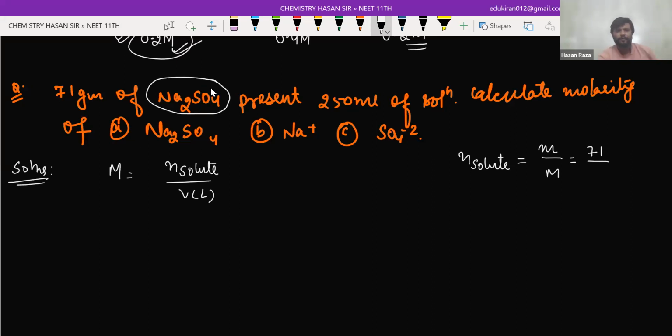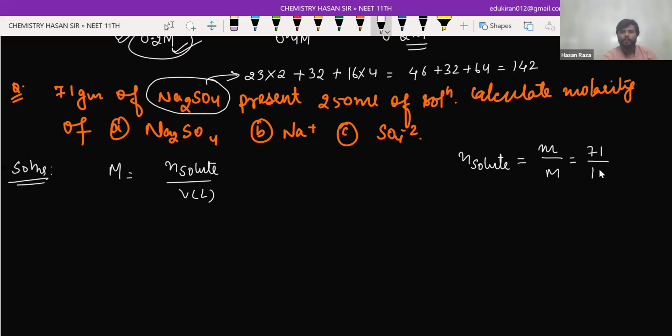Oh, that's very bad. Sodium has 23 atomic number and 2 sodium is there, so I'm going to multiply it by 2. The sulfur has 32. You have to remember from 1 to 20 at least. Plus 16 is the atomic mass of oxygen and there are 4 oxygen atoms. Now you just need to simplify it. 46 plus 32 plus 64 will come out to be 142. Now I'm going to write 142 and you will get 1 by 2 mole because this 71 will be cancelled easily.